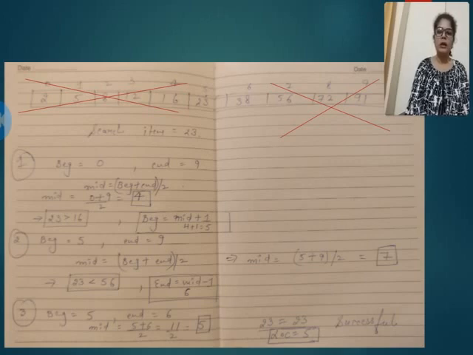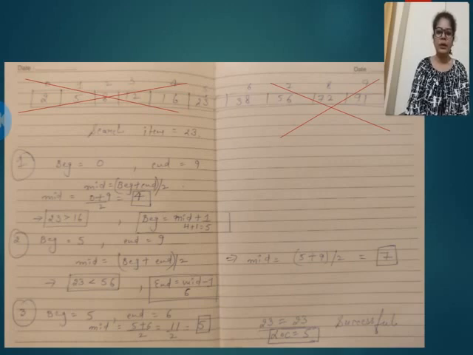Check the fourth index number. At the fourth index number, the element is 16. Our item was 23 and the element at the mid is 16. So now what we have to do is compare our item with the mid. Our item was 23 and mid is 16.